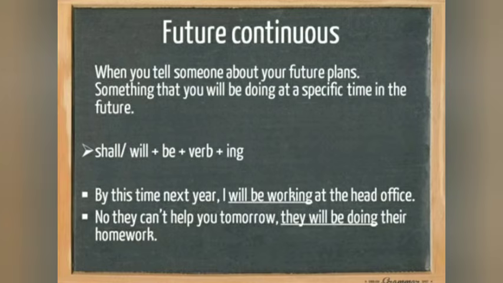So, the mentioning of the time suggesting words becomes even more important and essential in this case. The pattern for this structure is shall or will plus be plus base form of the verb along with ing. Ing represents the continuity of the action. Examples: by this time next year I will be working at the head office. No, they can't help you tomorrow, they will be doing their homework. In both these examples, time suggesting words or phrases have been used, like by this time next year, and in the next example, tomorrow suggests the future time.